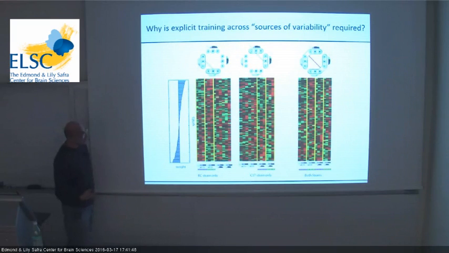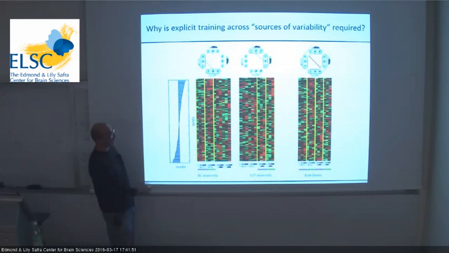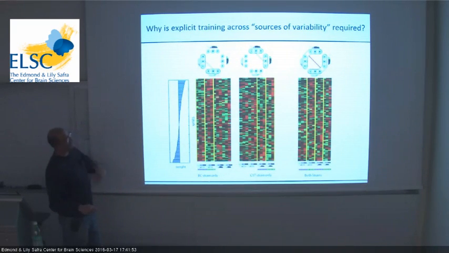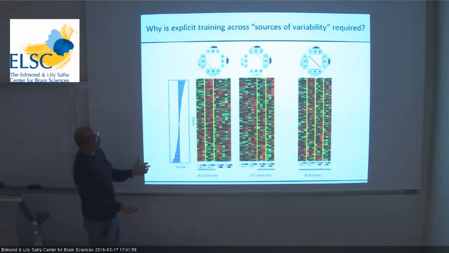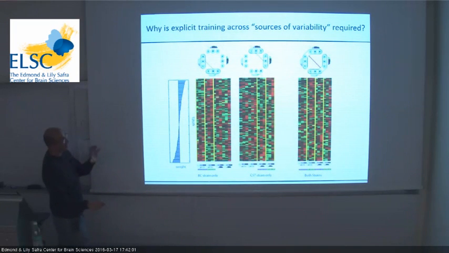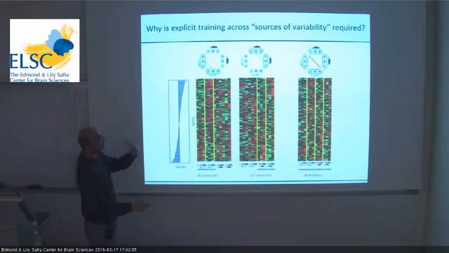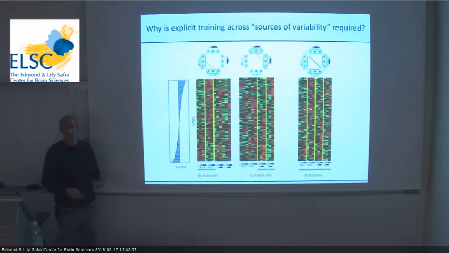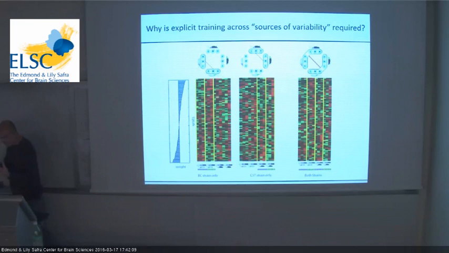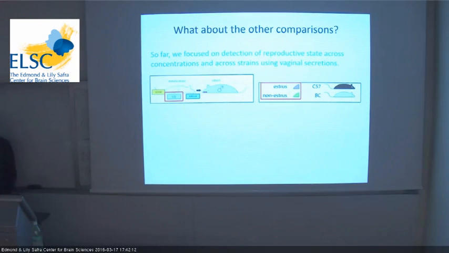In order to be able to generalize, as you saw in this classifier, we actually have to explicitly train with both strains. And then the classifier will choose those smaller number of units that can generalize. It's not perfect, it's noisy, but it can more accurately represent estrus state regardless of the strain of the mouse. So this is my intuition for why this is more difficult.